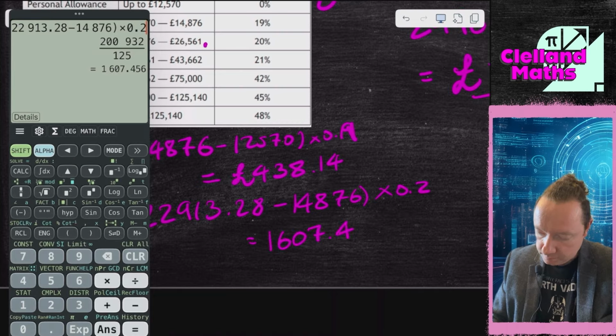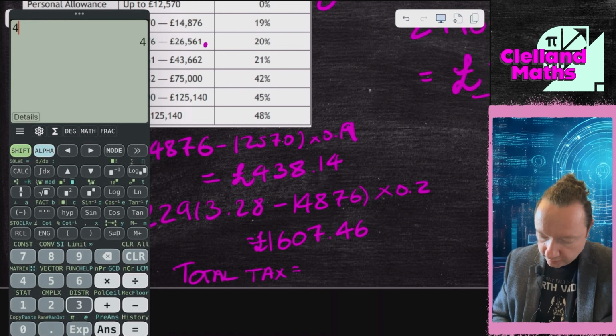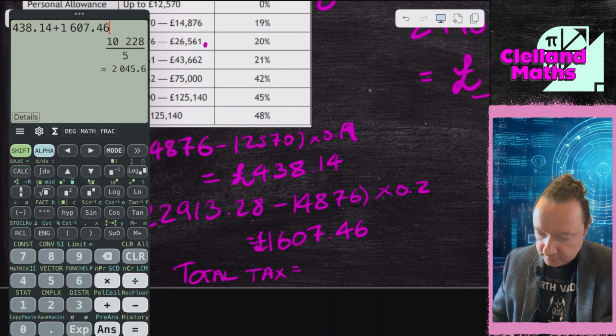Rounding up. So total tax is £438.14 plus 1607.46, which is 2045.60.